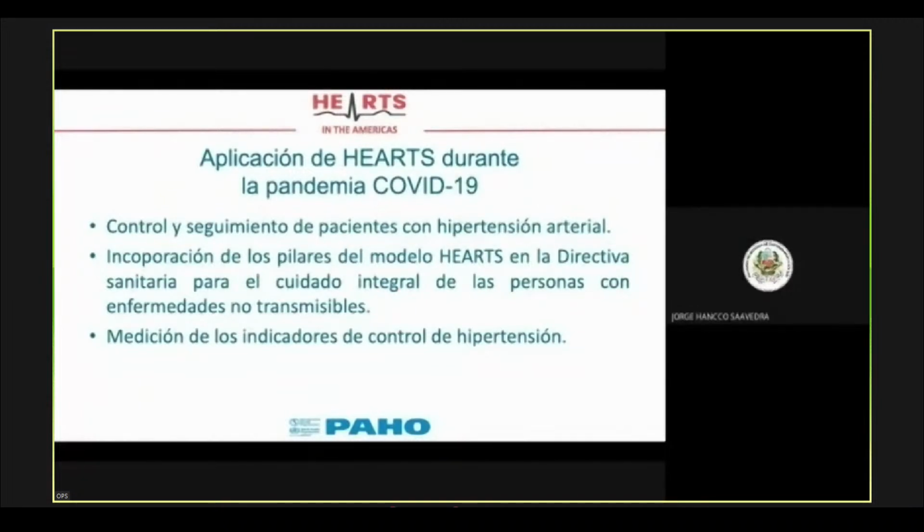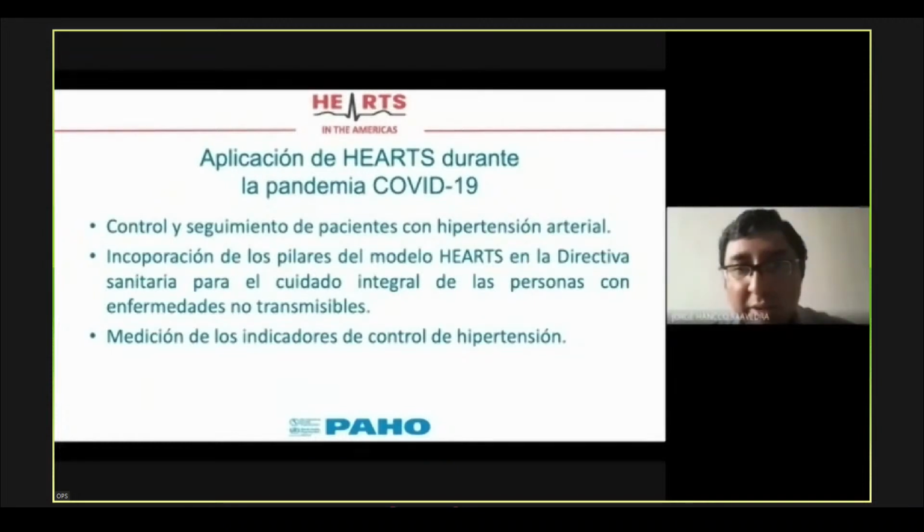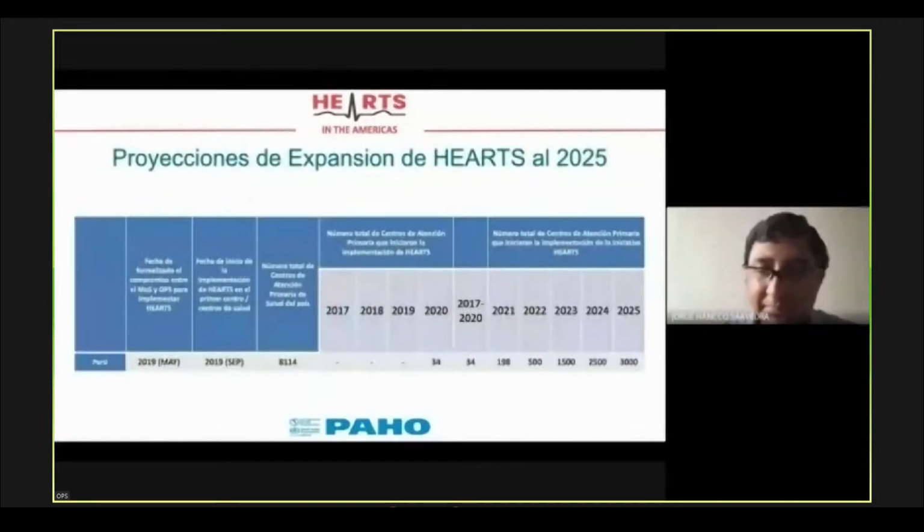And we have followed this initiative for the past 3 months. And then, of course, care at that level is key to the success of the program. Of course, we just emphasize the measurement of these indicators. We have projections of expansion of HEARTS to 2025. We started in September 2019.